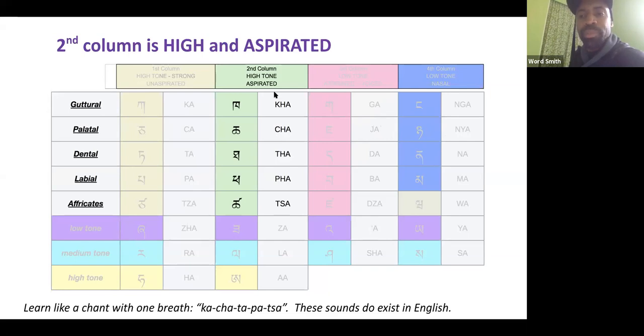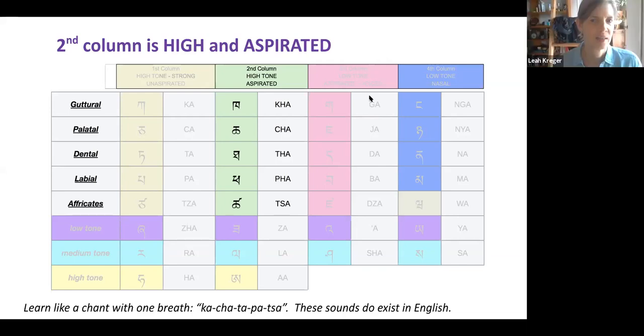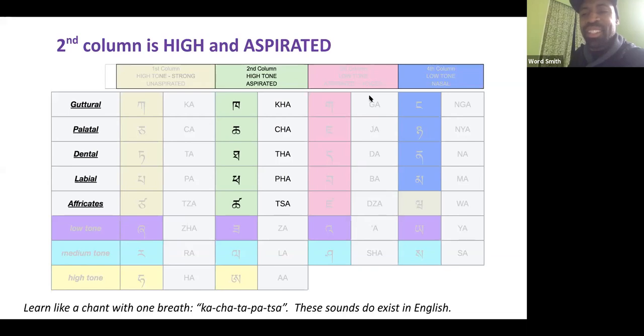Okay, so the second column, as we went over, is ka, cha, ta, pa, za. Okay. So Yulia, you're our first victim. Ready? Yes. Okay. Go ahead, Yulia. Ka, cha, ta, pa, ta. Okay. Nice. Okay. Leah. Ka, cha, ta, pa, ta. Good.